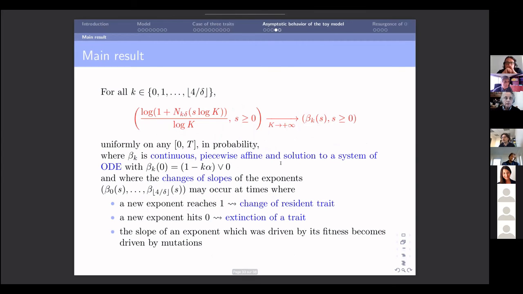But what is interesting is that we are able actually to characterize the limit of the system as an explicit dynamics for the exponents beta. So the main result we can prove is the following. If I look at the logarithm of 1 plus nk delta, so the population size of trait k delta at times s log k, all that divided by log k, so this converges to some exponent that I call beta k, which is a deterministic function, which is continuous piecewise and solution to a system of ODE that I'm going to give in the next slide.